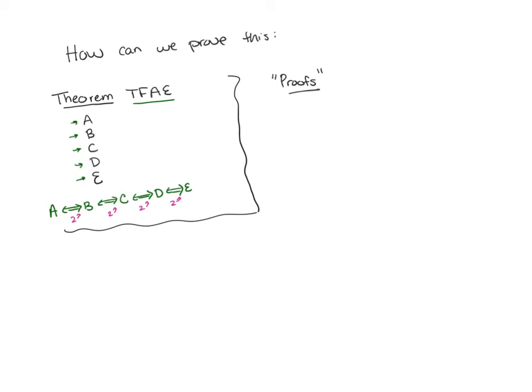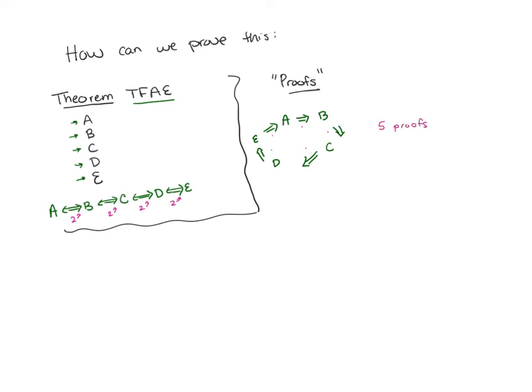But I can also do some sneakier things. So maybe I show A implies B. I show B implies C. I show C implies D. I show D implies E. And then I show E implies A. So I'm just going to move my C over a little bit. Now this is just 1, 2, 3, 4, 5 proofs.